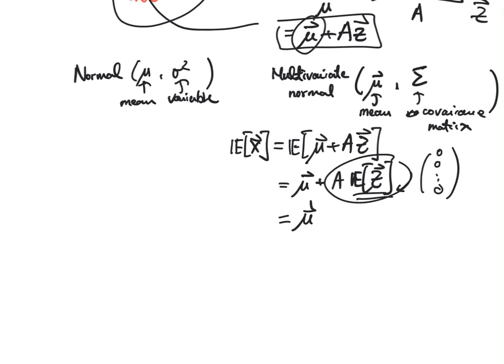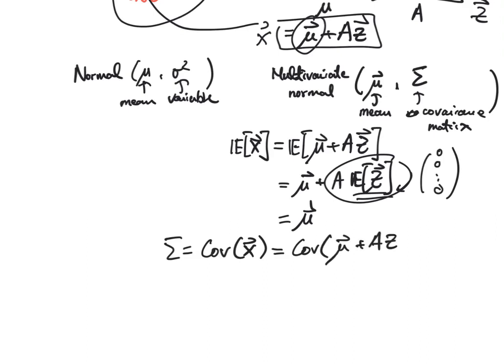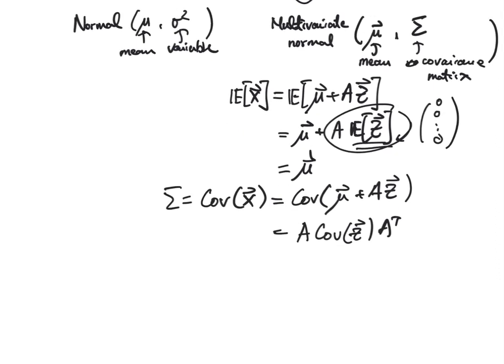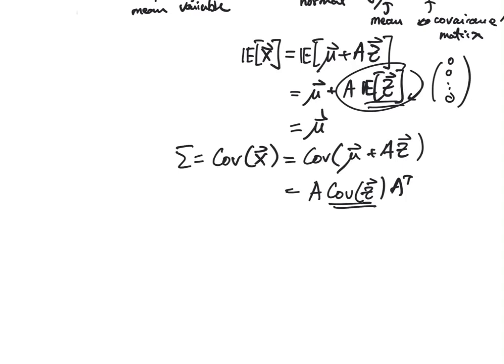Another thing will be, how about the covariance matrix? Here, using the property of this, remember S can be written as some constant vector plus a constant matrix times the vector of variables Z. According to the property of the covariance, this is equal to A times the covariance matrix of Z, and then times A transpose. Now what is this covariance matrix of Z? It is just the matrix with entries covariance of Z1 with Z1, Z1 with Z2, and so on.